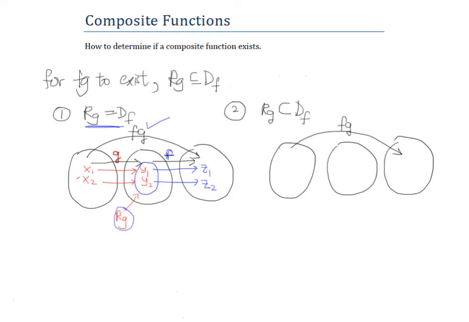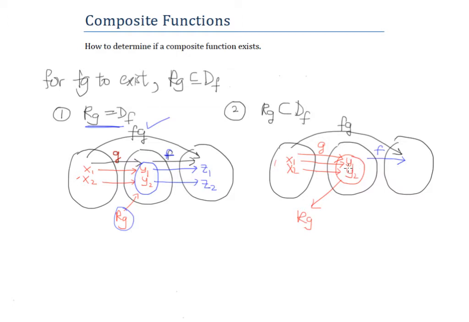We have a red function, which is the function g. The domain of function g is x1 and x2. Undergoing g, x1 becomes y1 and x2 becomes y2. Collectively, y1, y2 are known as the range of g. Next comes the function f, which is the second function that we're going to put it into. It's the blue function.